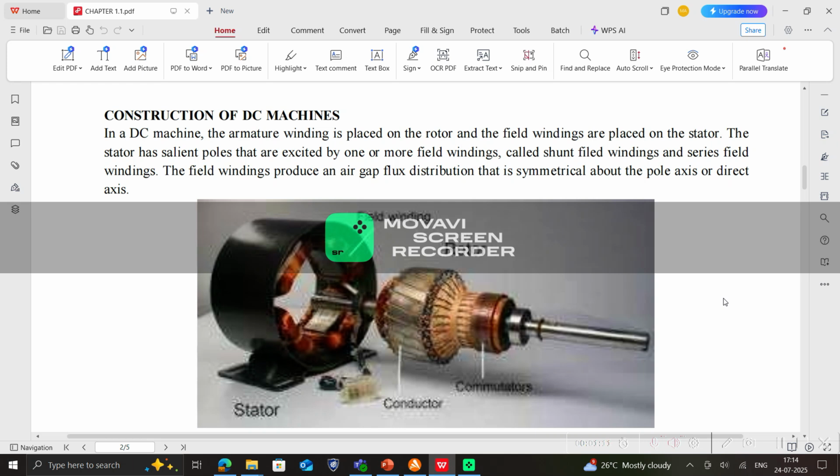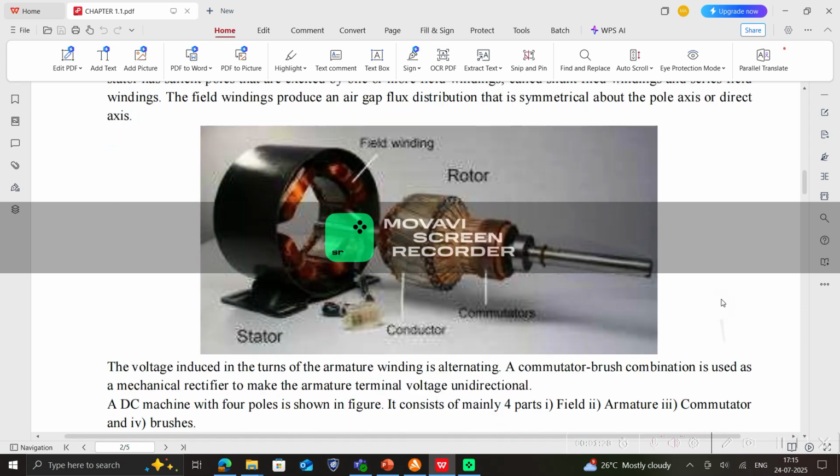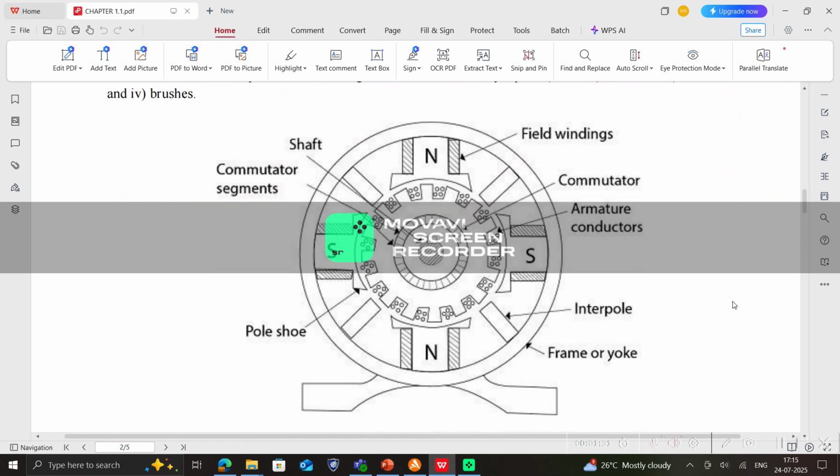So here you can see the field windings are attached to the yoke, which is stationary in nature, and the armature conductors are placed near the shaft so that they will be in the rotating part. Other parts you can see here are the commutator segments, brushes, etc. So this is the constructional diagram of a DC machine. If it is asked for the construction of a DC motor or a DC generator, all the questions and answers will be the same.